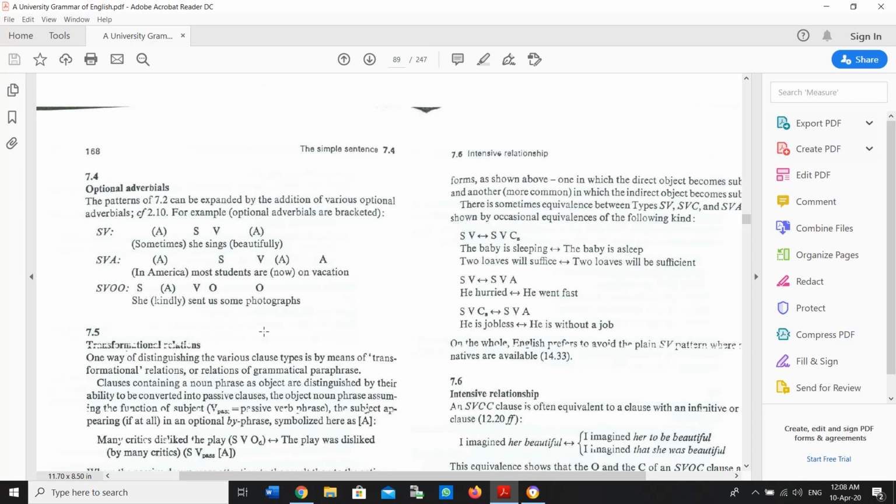And on vacation, meaning they are on holiday, no school, they are not present in the classes. This is an adverb of place. Now let's come to the third type, SVOO. She kindly sent us some photographs.